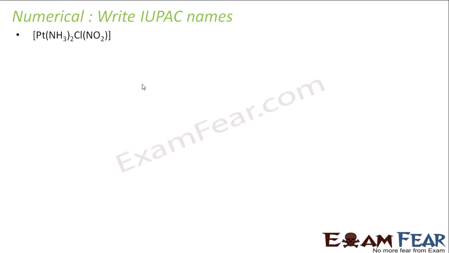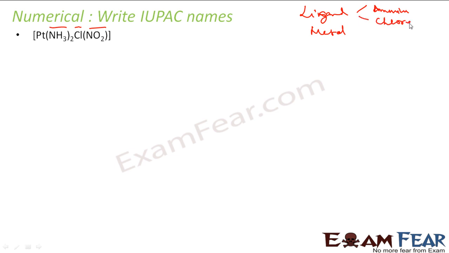Let's take one more example. [Pt(NH3)2Cl(NO2)]. This is a neutral molecule, and there is no cation or anion here. So we'll write the name first. Here we have these ligands: ammonia, chlorine, nitro, 3 ligands. And as I know, for a complex, first I have to write ligands and then the metal. One is ammonia, that is ammine, Cl, that is chloro, and NO2, that is nitro. So let's arrange alphabetically. This is A, then C, and then N. This is alphabetically arranged. So first we'll write ammine.